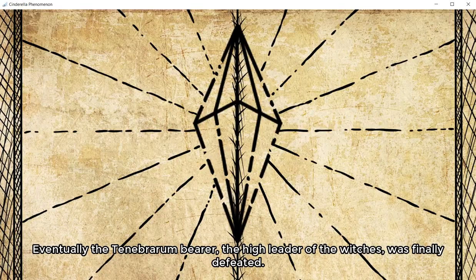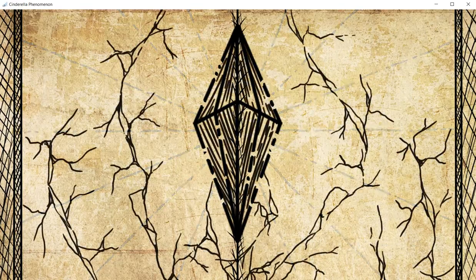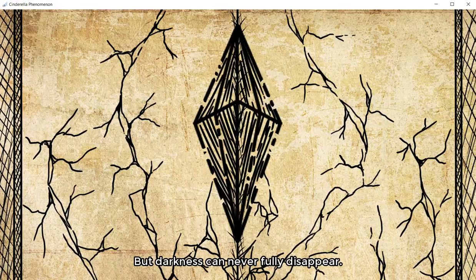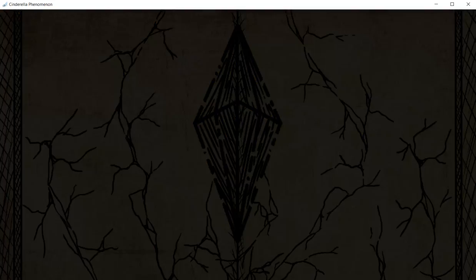Eventually, the Tenebrarum bearer, the high leader of the witches, was finally defeated. The Tenebrarum was lost, peace was restored, and the light once again triumphed. But darkness can never fully disappear. It waits in the shadows, patient for when its time will inevitably return.